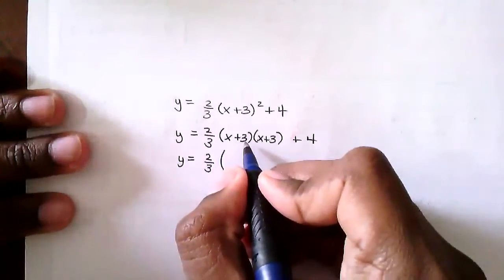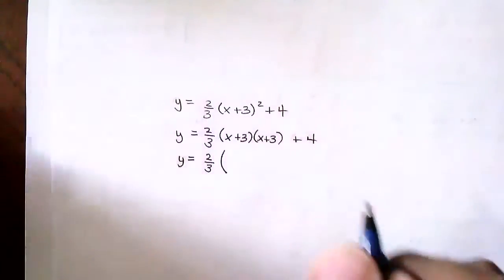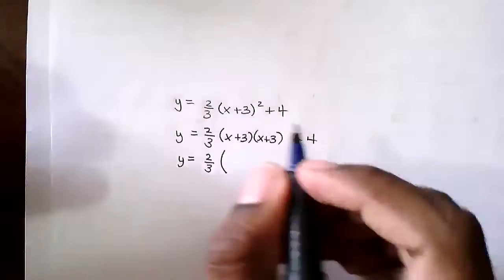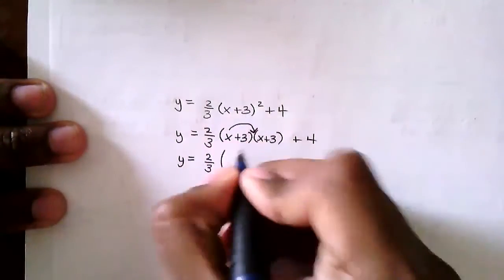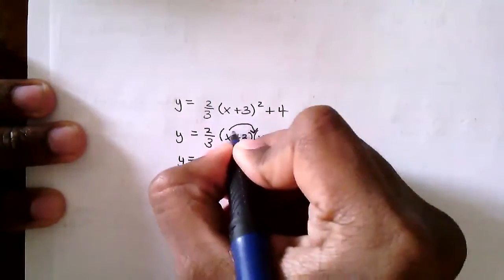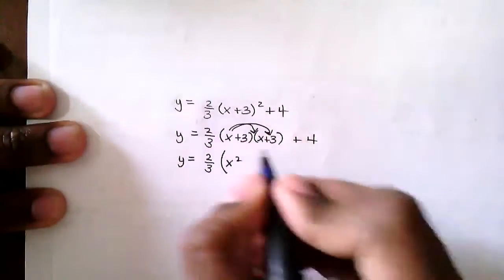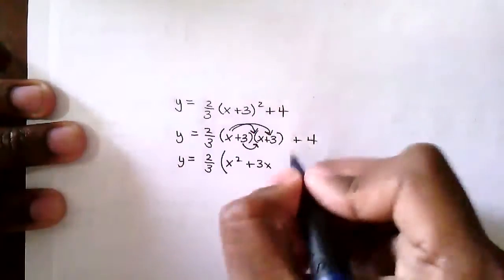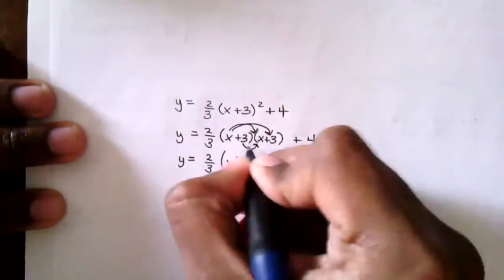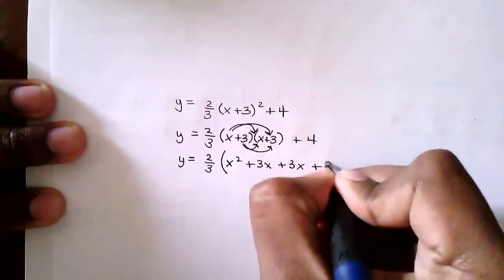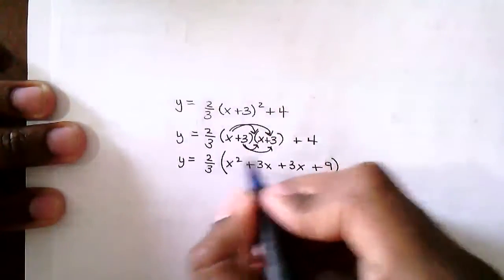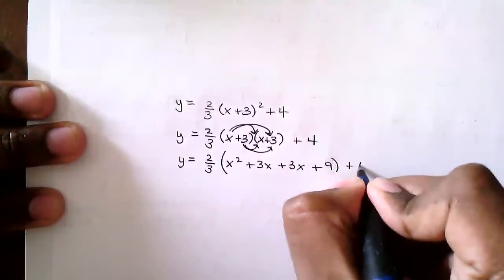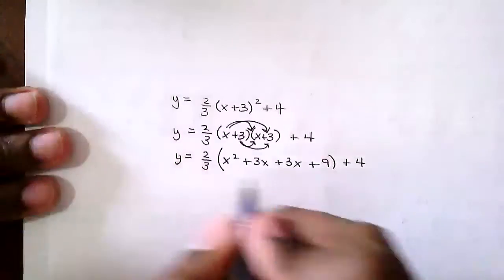You have a binomial being multiplied by a binomial, so you want to use the distributive property. So x times x is x squared. X times 3 is plus 3x. 3 times x is plus 3x. And 3 times 3 is plus 9. We didn't do anything with the plus 4, so keep it outside for now.